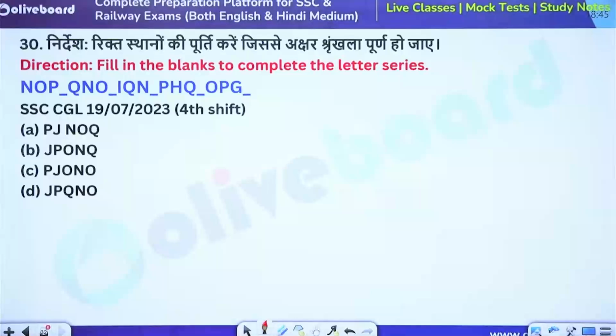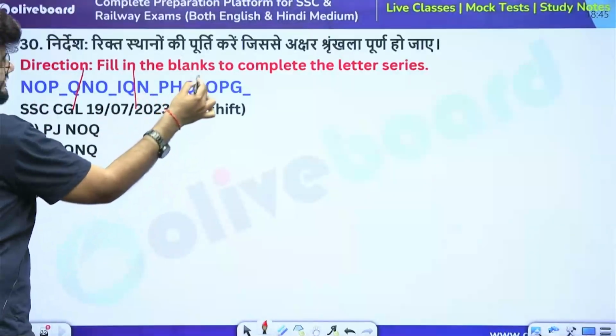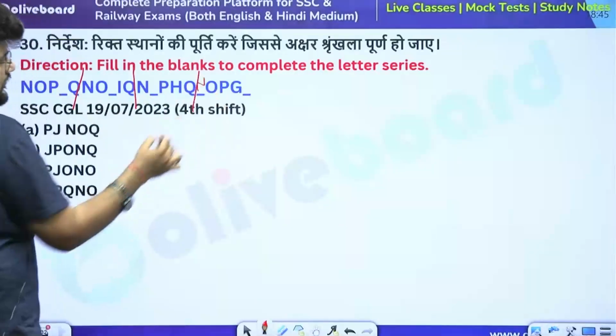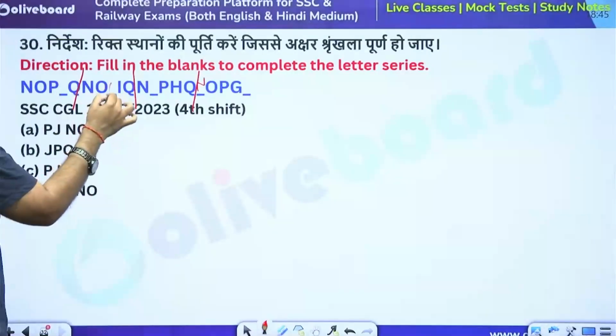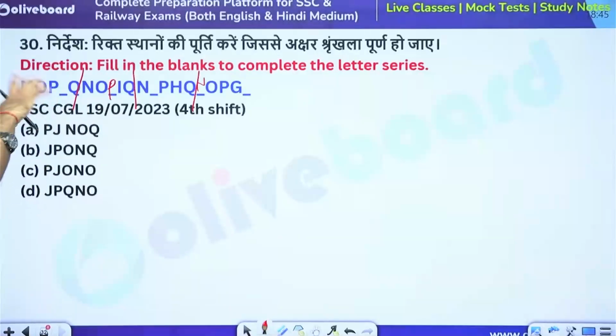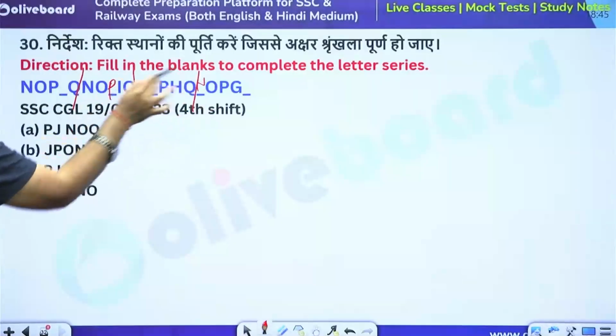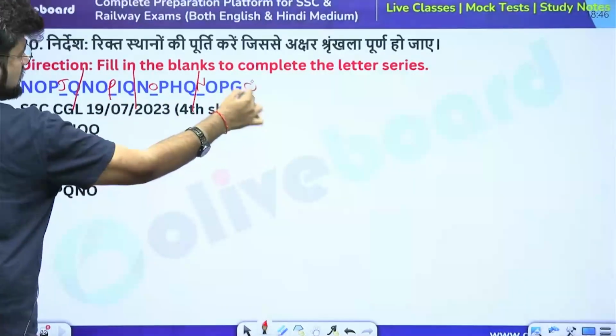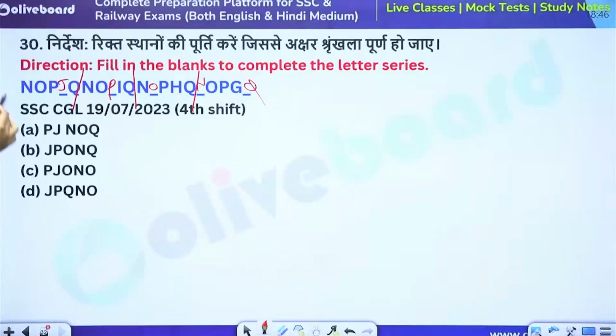So NOP dash Q will start with NO again, Q, N, Q. Okay. Now N, N, N, so this has to be NO only. NOP, NOP, NOP, NOP, IQ, NOP, there is no I in the front. Okay. So it can be 10, 9, 8, 7. Cool. So NOP, JQ, NOP, IQ, NOP, HQ, NOP, GQ. Easy. Done. So it is JPONQ. JPONQ, option B is the correct answer.